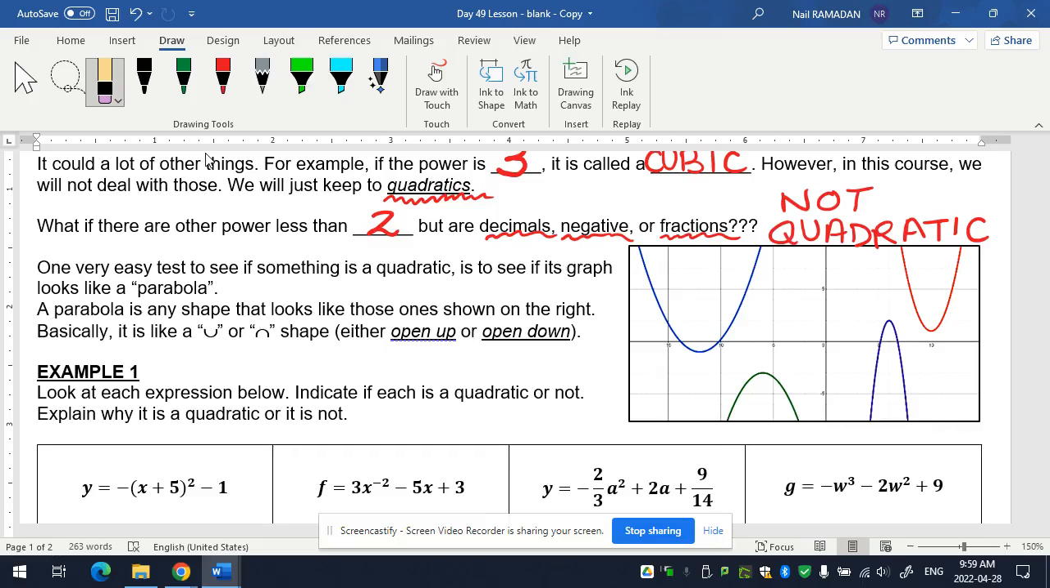Okay. So one very easy way to see if something is quadratic is its graph. Yeah. Adil. Who can pronounce this word? I've heard it in two ways. Everyone.